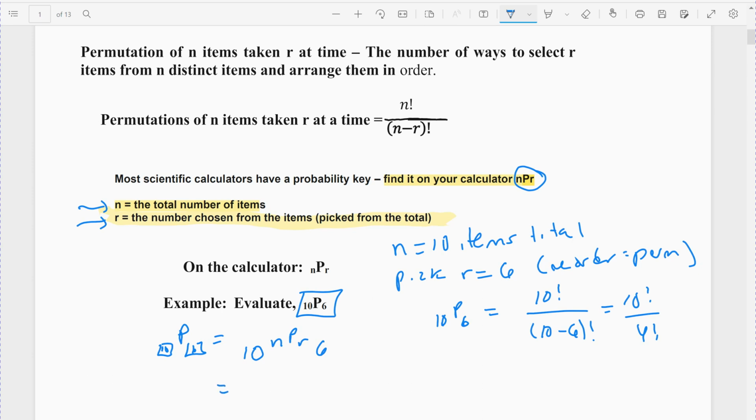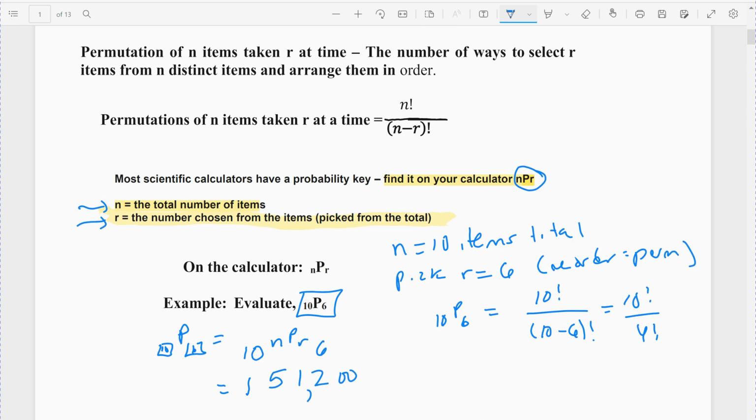Like I said, there's YouTube videos for every type of calculator you can have. Casios, 83s, 84s, Inspires, TI-30s. Again, you find your calculator and figure out how to do the permutations. When you do, it should come out, in this case, 151,200. So 151,200 ways to take 10 items, pick 6 of them, and reorder them.